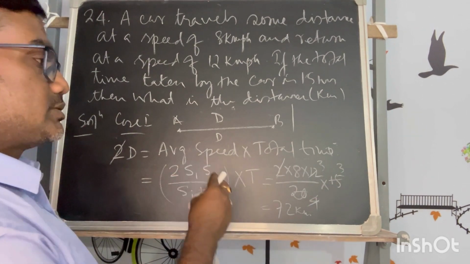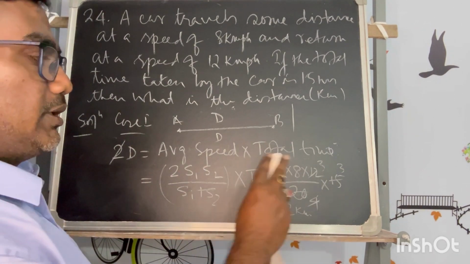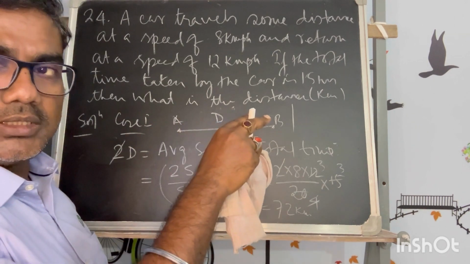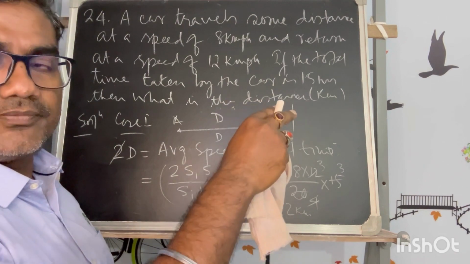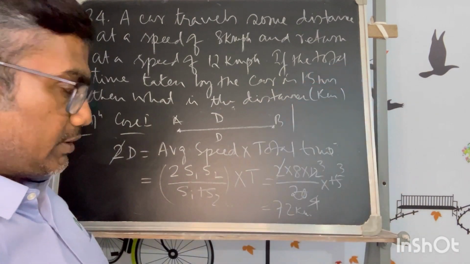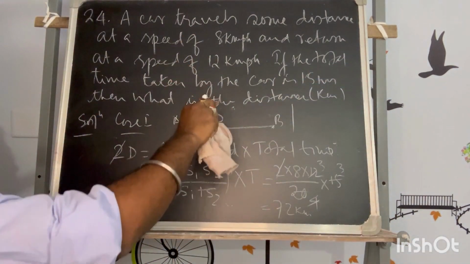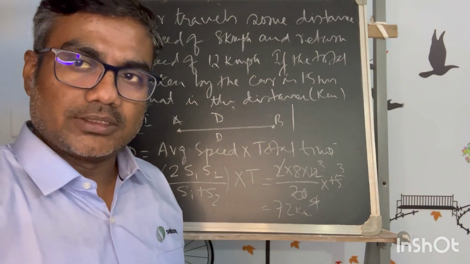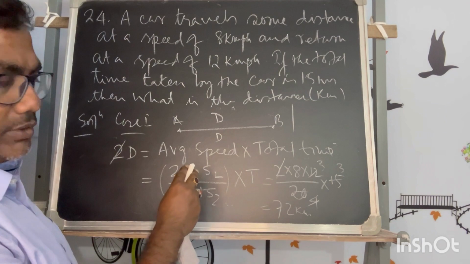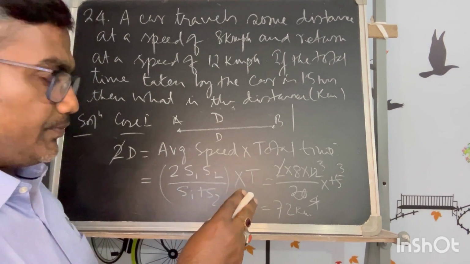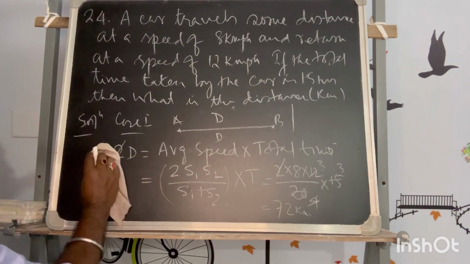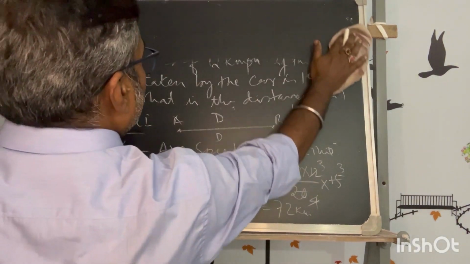There also I have used the concept of equal distance. That's why I have equalized the distance: 8 into t, whatever will be the distance, 12 into 15 minus t will be there. So that is the concept. But with the analytic method there is less chance of failure. But here, if your concept is wrong, you will end up with a wrong result. Okay, so this is number 24.